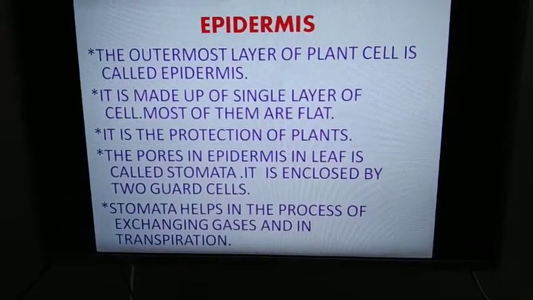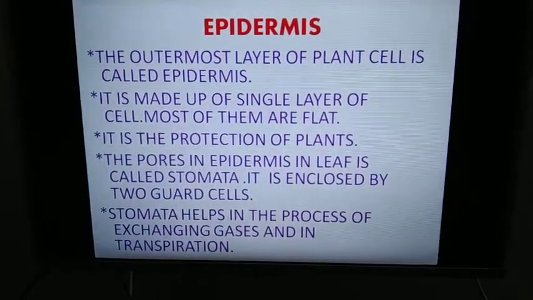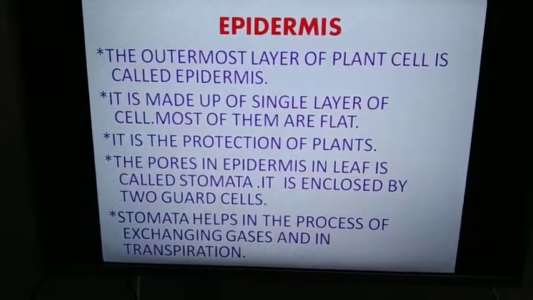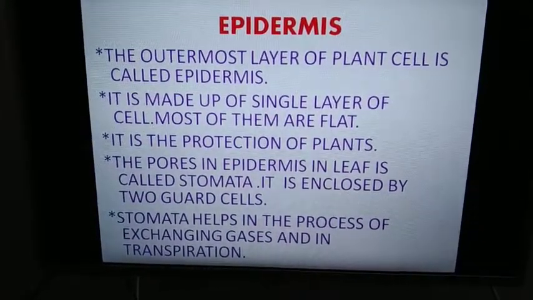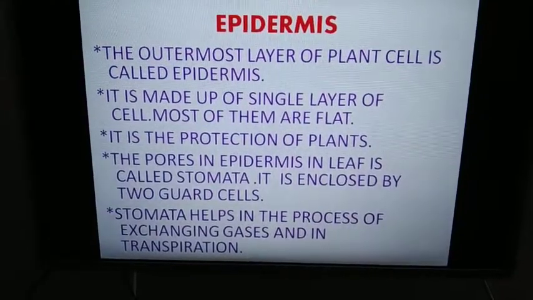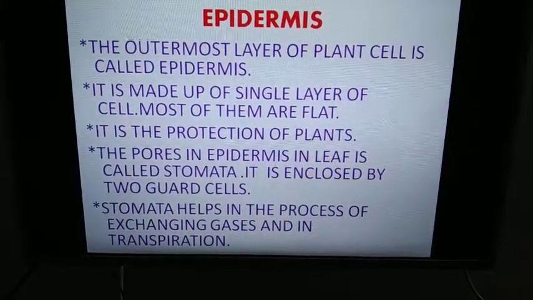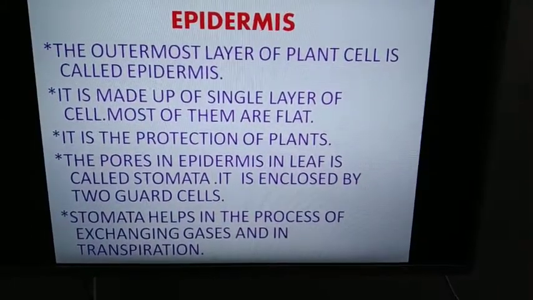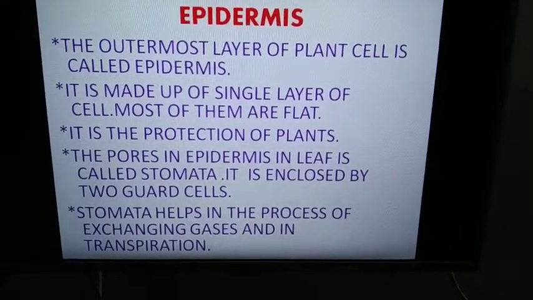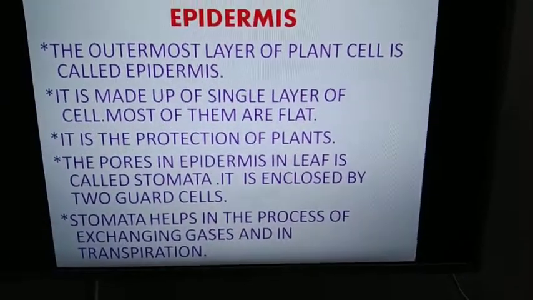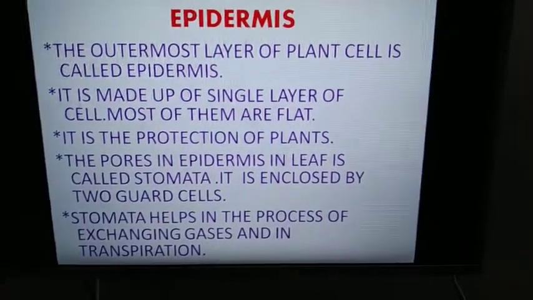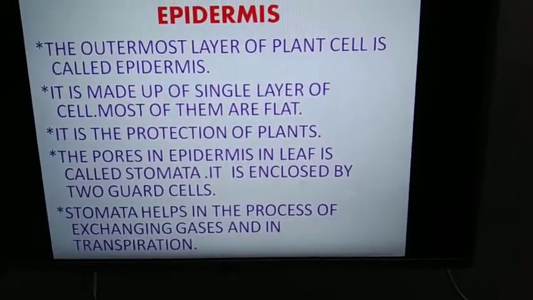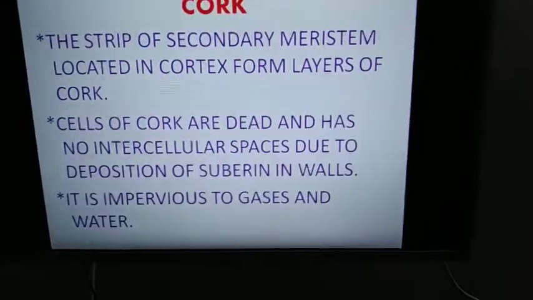And it has pores, called stomata. We already studied this in earlier classes. Each stoma is enclosed by two guard cells, which are kidney shaped. Stomata help in the process of exchanging gases, that is carbon dioxide and oxygen, in and out of the plant cells, and in the process of transpiration. Now what is transpiration? The loss of water in the form of water vapor is called transpiration. Stomata also help in this process.